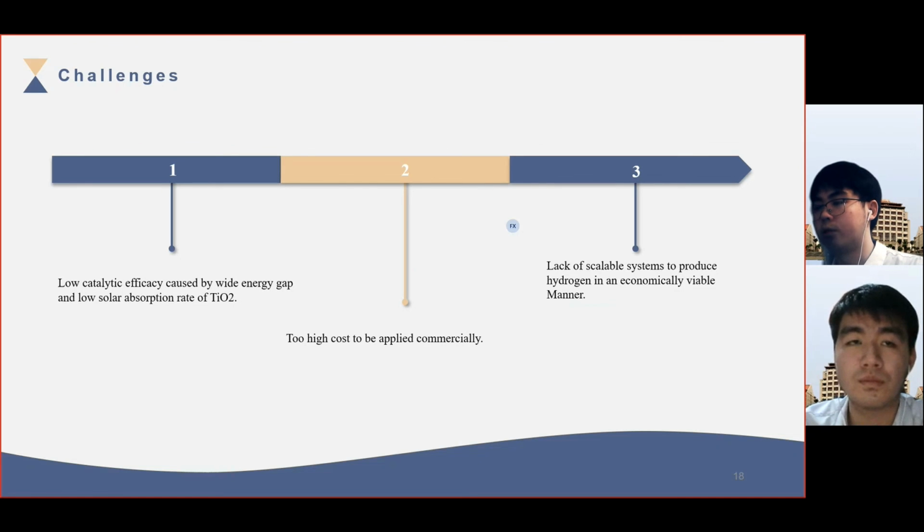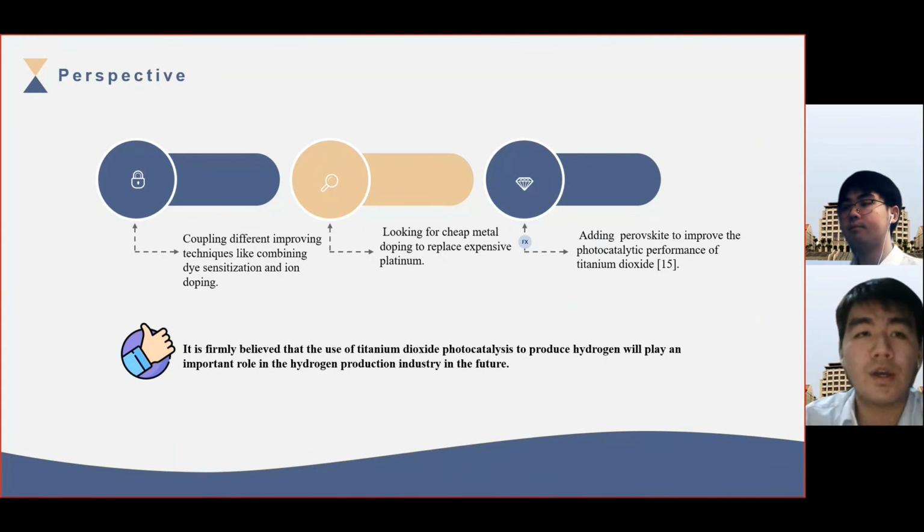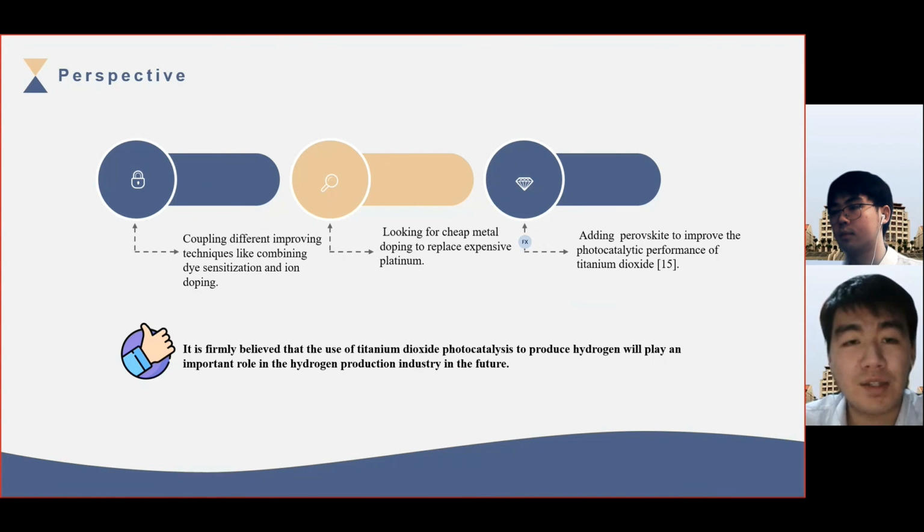And next, I will pass the time to Xinyang. For the perspectives, there are three points. The first is to couple different improving techniques, like compound dye sensitization and ion doping. The second is looking for cheap metal doping to replace the expensive Pt. And the last is adding perovskite to improve the photocatalytic performance of titanium dioxide.